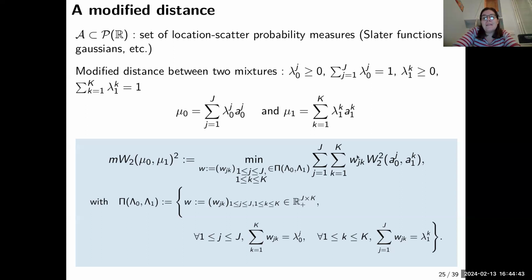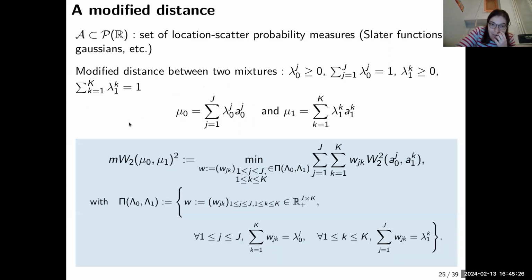And there are weights here, this WJK, that are actually the solution to some linear programming problem, okay? And the complexity of the resolution of this linear programming problem doesn't depend on the dimension of the underlying space, but only depends on the number of terms in the mixture, in the definition of these mu0 and mu1 probability measures. So the dimension of the underlying space does not come into play in the computation of this modified Wasserstein metric, only the number of terms in the sum, basically. And this is a nice thing for us.